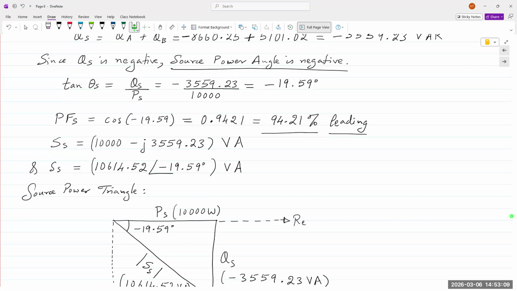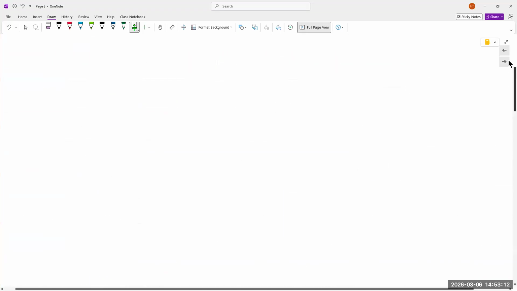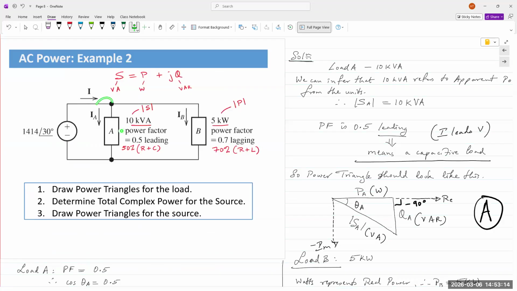The approach for this problem was, let's go back to the top. We are asked to find the power triangles for A and B, and then find the total power triangle for the source. A power triangle has four quantities: the three sides of a right angle triangle, P, Q, and S, and then the power angle. So you have a total of four quantities. We need only two quantities to calculate the other two. That is all we have done.